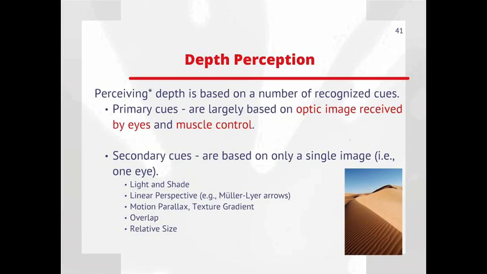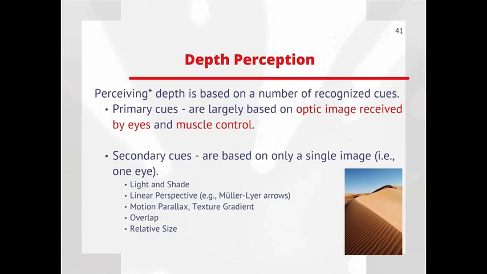This is the same type of optical illusion that's illustrated by the Mueller-Lyer arrows that you saw on the previous slide. And there's motion parallax. That means things in the front that are close by move very quickly, and things in the distance pretty much don't move at all. We see this a lot in games, where the foreground moves a lot, and the background either doesn't move at all or moves very slowly.